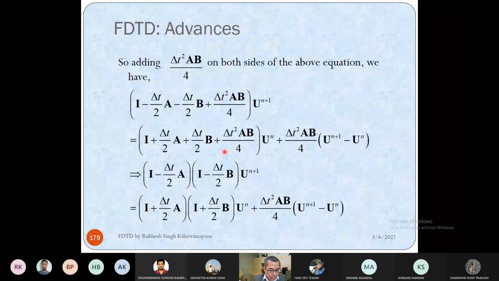So this term here, you can write in the form (I minus delta t by 2 A)(I minus delta t by 2 B) U^(n+1). The right hand side term also I can express as (I plus delta t by 2 A)(I plus delta t by 2 B) U^n. Then you have this additional term here, delta t squared by 4 A B times (U^(n+1) minus U^n). So we have expressed it in this form here.